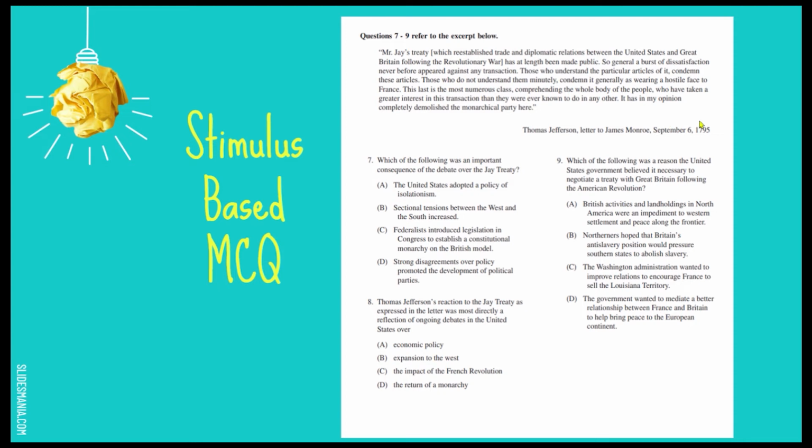So we know that in this time period, in 1795, the John Jay Treaty does not deal with isolationism, so we cross out A. In this time period, there's no tension between West and South. So B is out. It's 1795, so the American Constitution has already been ratified and implemented. So there is no need to discuss creating a monarchy using the British model. So the only answer left is D. So that's one way of finding the answer, crossing out all the wrong answers.